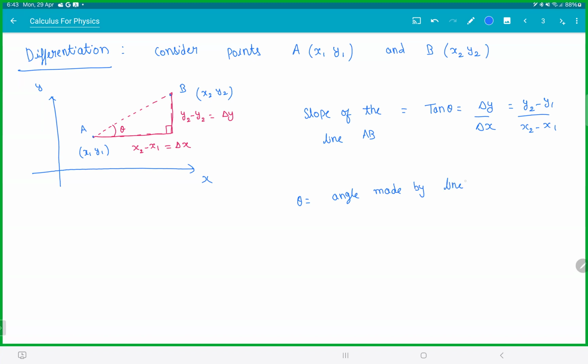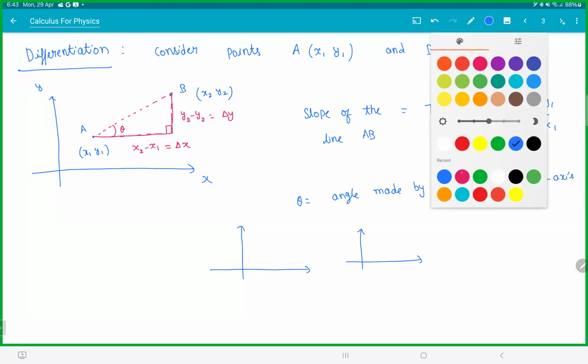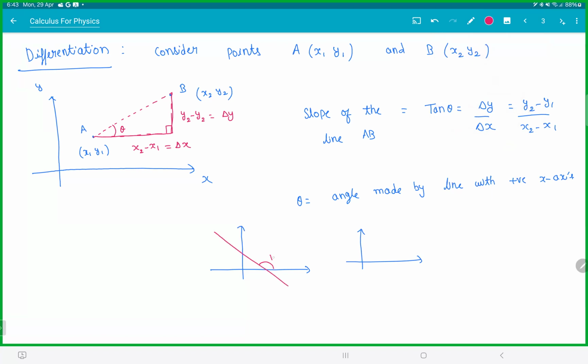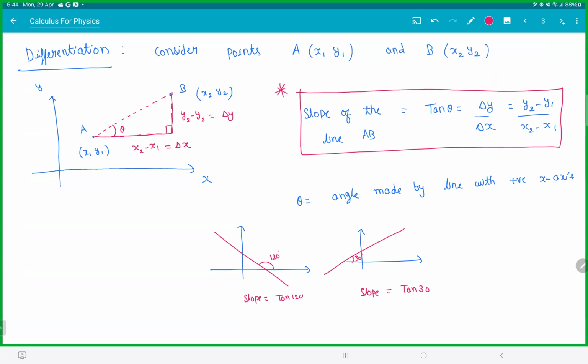In case you have a little idea about slope, suppose someone gives you a line like this. So this angle you should take. So here the slope is tan 120. Let's say this is 30, here the slope is tan 30. It need not pass through the origin every time. So this is the main thing: the slope of a line is delta y by delta x. This is for a straight line. Clear with this? This we studied in school. I hope you studied this in school.